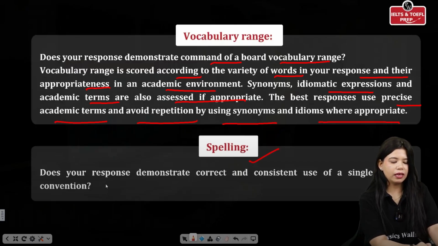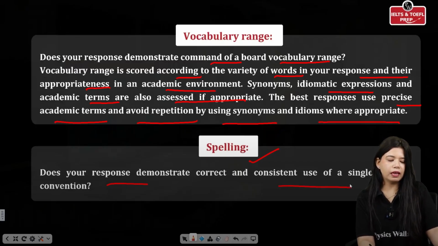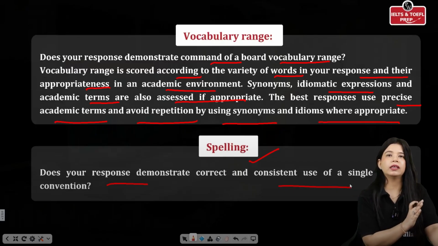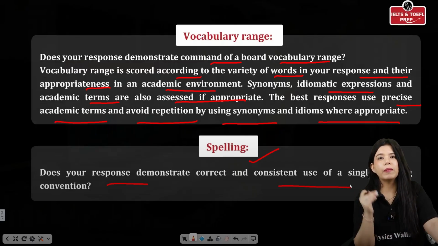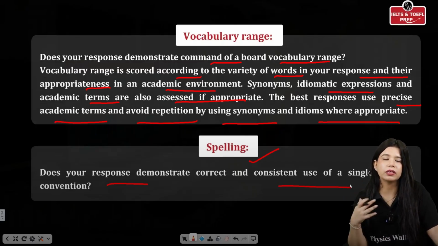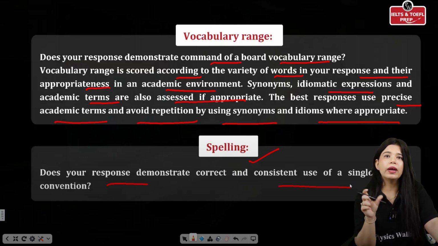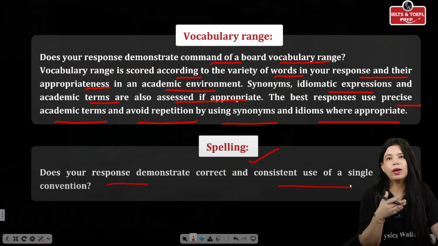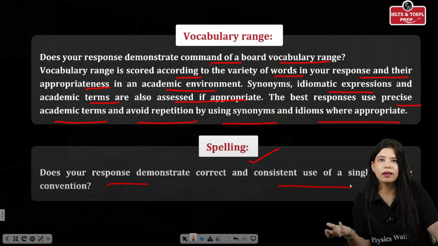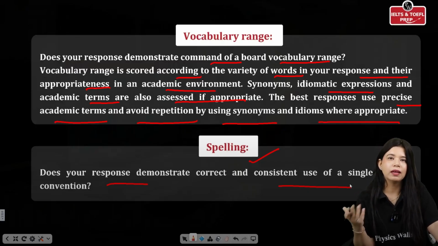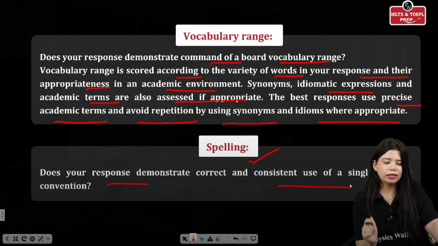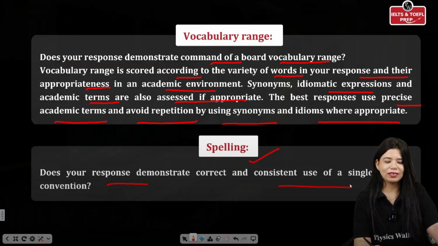Here you need to see if your response demonstrates correct and consistent use of a single spelling convention. Single spelling convention means if you follow British English, then you have to follow British English in the entire test. If you follow American English, then you have to follow American English in your entire test. Avoid blending the two. For example, color is right and colour is also right, but that depends on British and American. So whatever version you follow, stick to that one version rather than blending the two. So that's about single spelling convention.